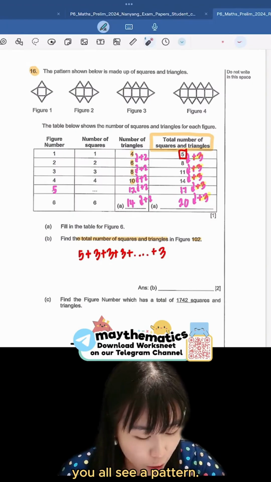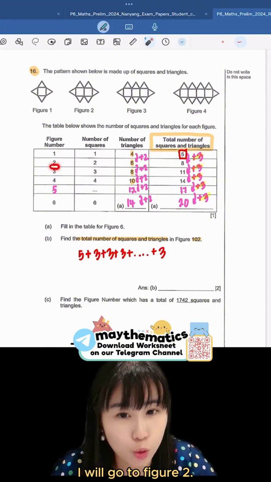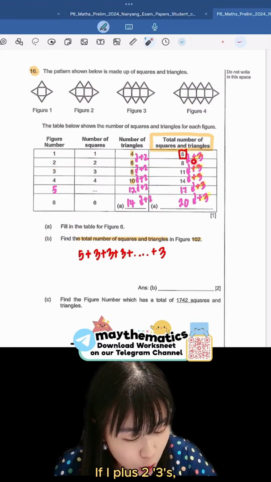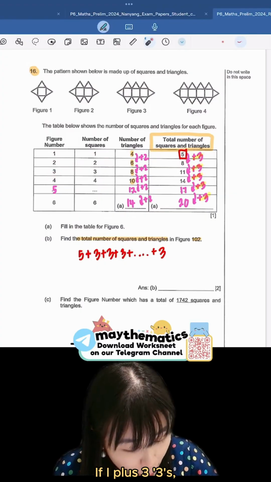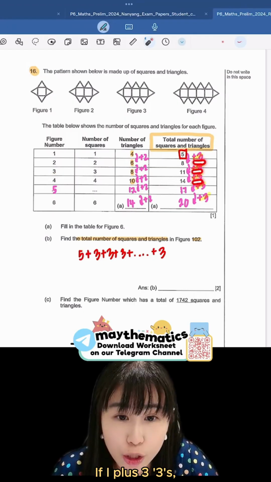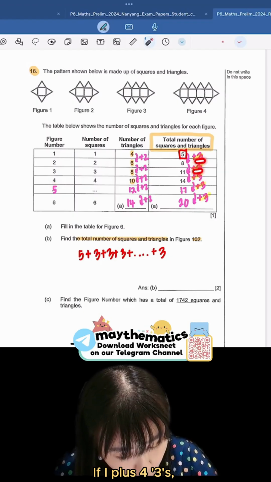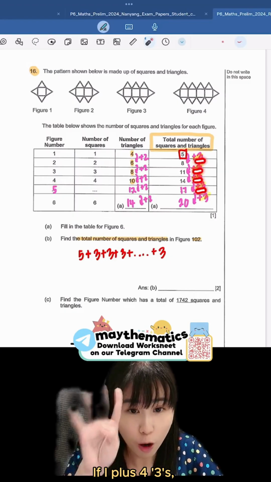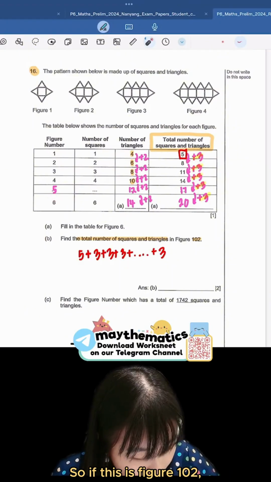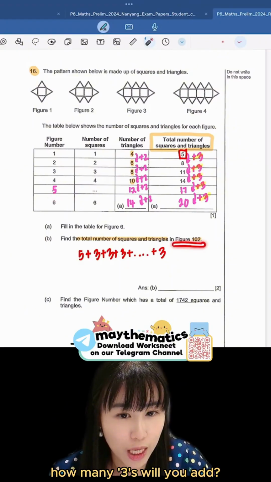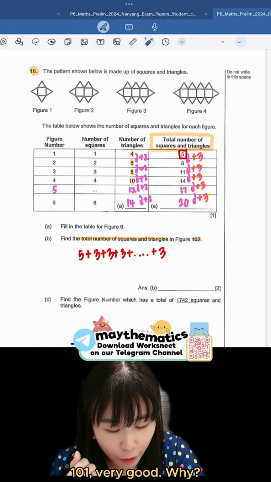Okay, look at this, you'll see a pattern. If I plus 1 3, I will go to figure 2. If I plus 2 3s, I will go to figure 3. If I plus 3 3s, I will go to figure 4. If I plus 4 3s, I will go to figure 5. So, if this is figure 102, how many 3s will you add? 101. Okay, very good. Why?